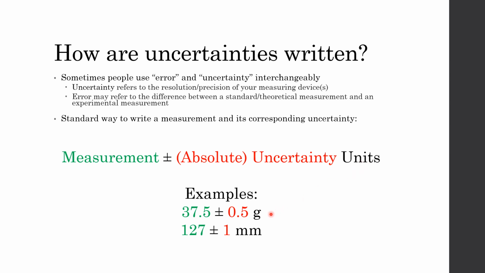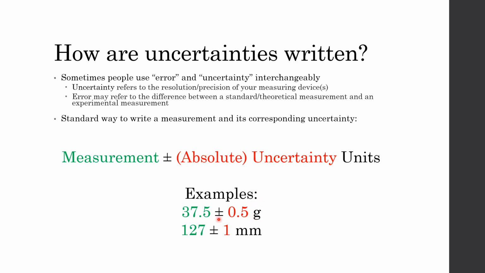So for a digital balance and an analog ruler, if you have a digital balance and you take an item and you place it on the balance and the balance reads 37.5 grams, you would record that as your measurement. Then the plus or minus sign, followed by the absolute uncertainty of that balance, and then your unit.